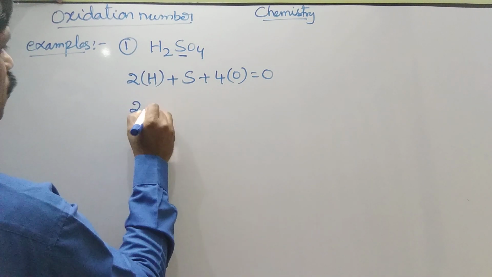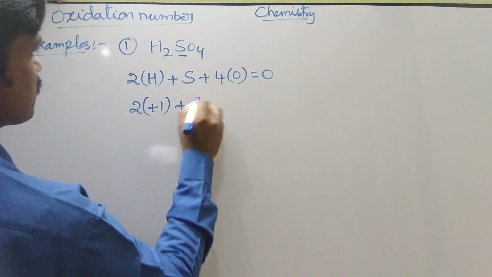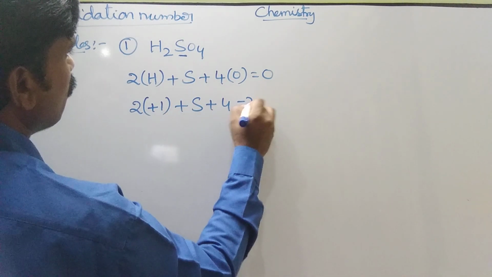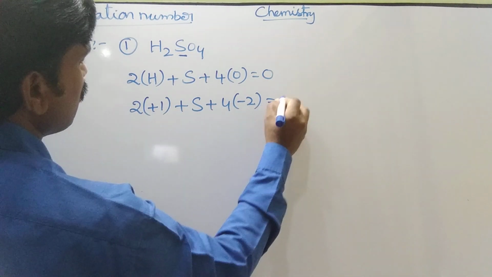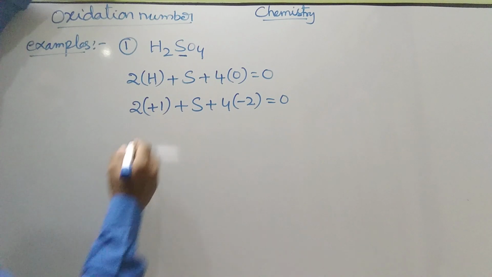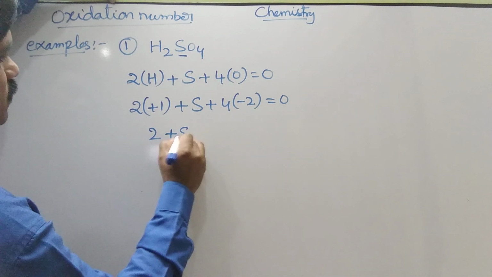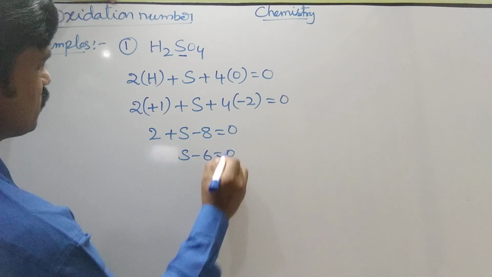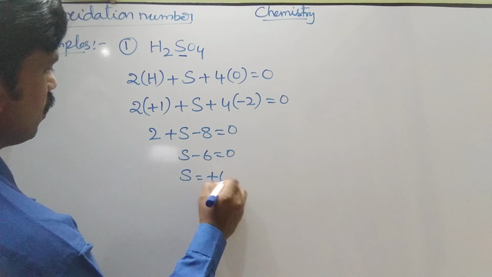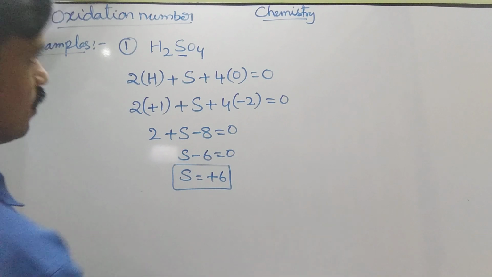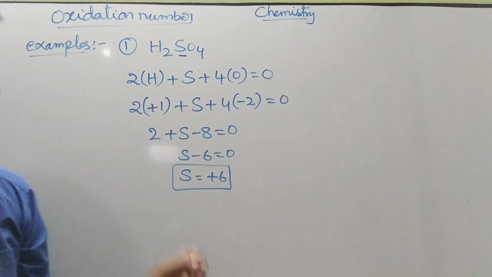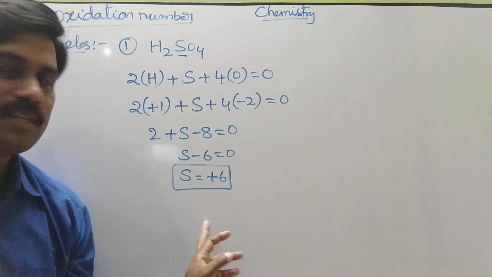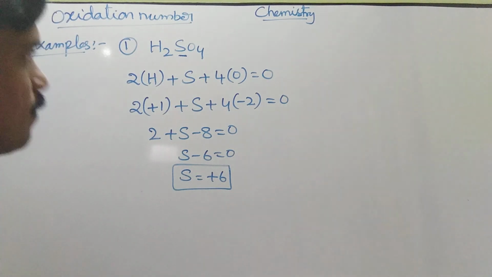That's why 2 into +1 plus S plus 4 into oxidation state -2 is equal to 0. 2 plus S minus 8 equal to 0. S minus 6 equal to 0. Therefore, S is equal to +6. So, the oxidation state of sulfur in sulfuric acid is +6.